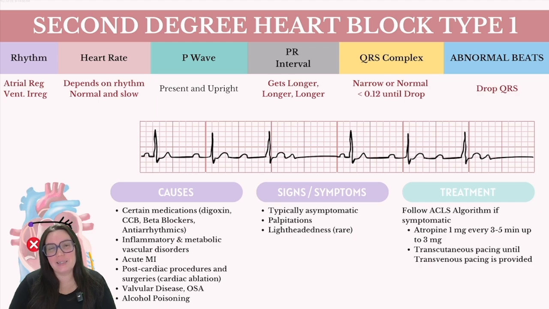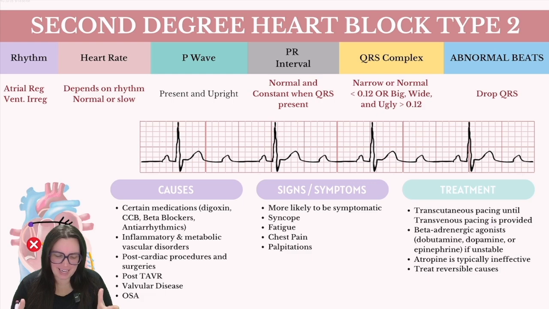When it comes to our signs and symptoms, typically they are going to be asymptomatic. If they do start to experience symptoms, it's most likely going to be palpitations or lightheadedness, and that's again very rare in these kinds of rhythms. And when it comes to treatment, we really don't treat this rhythm unless they become symptomatic. If they do become symptomatic, then we are going to follow our ACLS algorithms. We might be giving them atropine in this particular situation if the heart rate's too slow. And if the heart rate's too slow and it's not responding to atropine, we may even be looking at transcutaneous pacing until a transvenous pacer is placed.